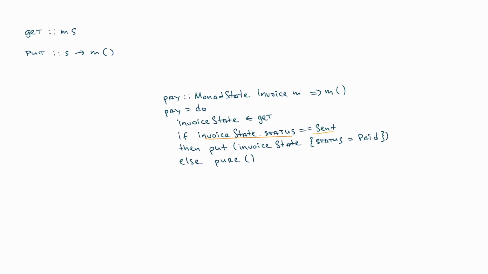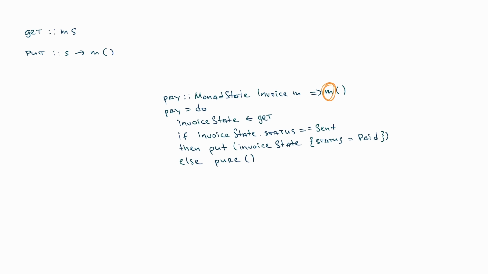So if the invoice status is sent, we can say, okay, update it to paid, and then put it. So the monad is going to have a new invoice. And then if not, we say pure unit, we say just nothing. This is a very convoluted and interesting way to say that we get a state and then update the state if the previous state was expected. This function is quite abstract.